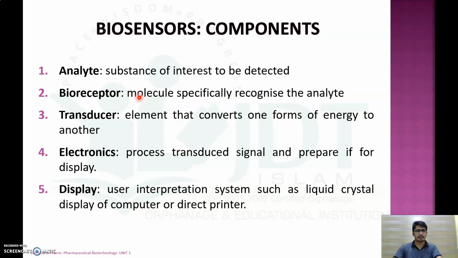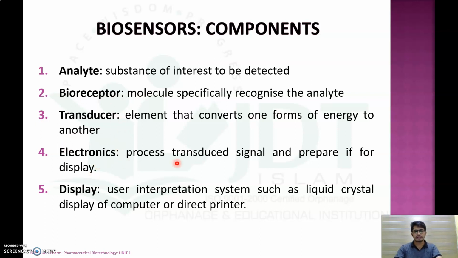Now, what are the components? First one is the analyte. It is a substance of interest to be detected, used for testing or to identify some components by using biosensors. Then we have the bioreceptor, the molecule that specifically recognizes the analyte and reacts with it. Now the transducer is the element that converts one form of energy to another. By combining the analyte with the bioreceptor, it may produce some physical, chemical or electrical change. This change will be converted to another form of energy by the transducer.